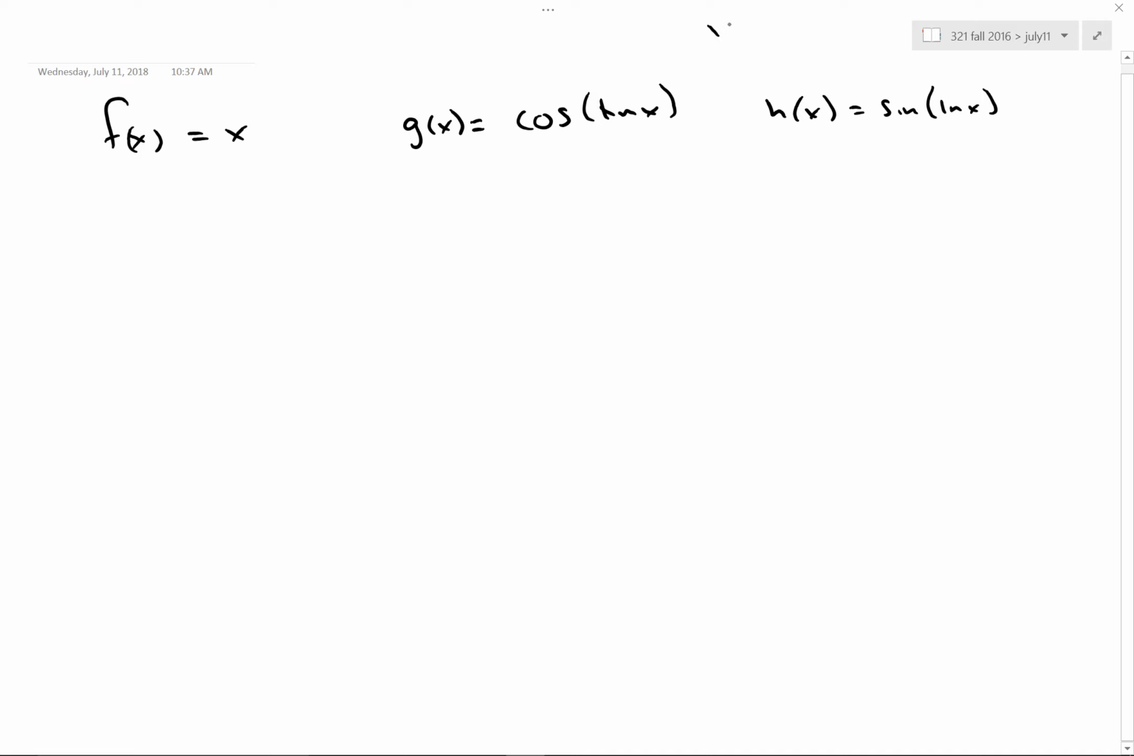So if you have f of x is x, g of x is the cosine of the ln of x. Oh, that's disturbing. Is that right? Yes. And then h of x is the sine of the ln of x. Of course, x bigger than 0. Otherwise, we're screwed.